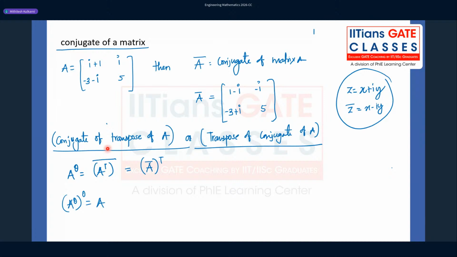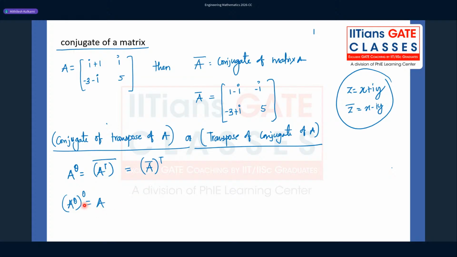And if I have a matrix, you take a transpose and you take a transpose again, you'll end up with the same matrix. If you have a matrix A, you take a conjugate, and if you again take a conjugate of it, you'll end up with the same matrix. In a similar way, if you take A to the power theta and again take A to the power theta of it, you will end up with the same matrix again.